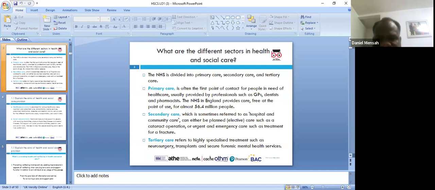Okay, so the NHS is divided into what we call primary care, secondary care, and then tertiary care.